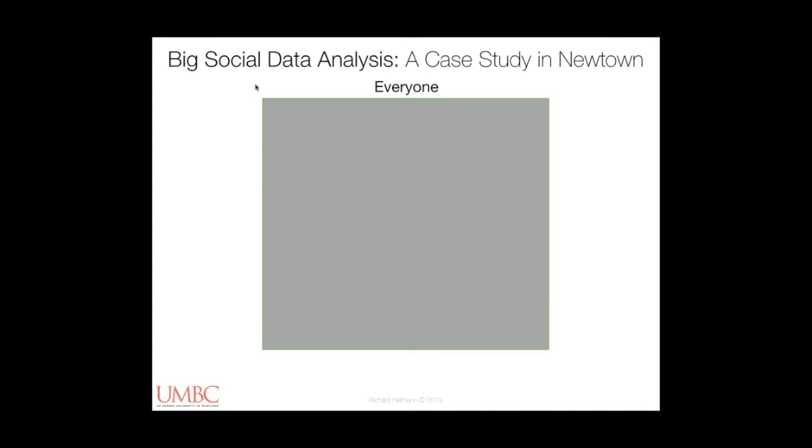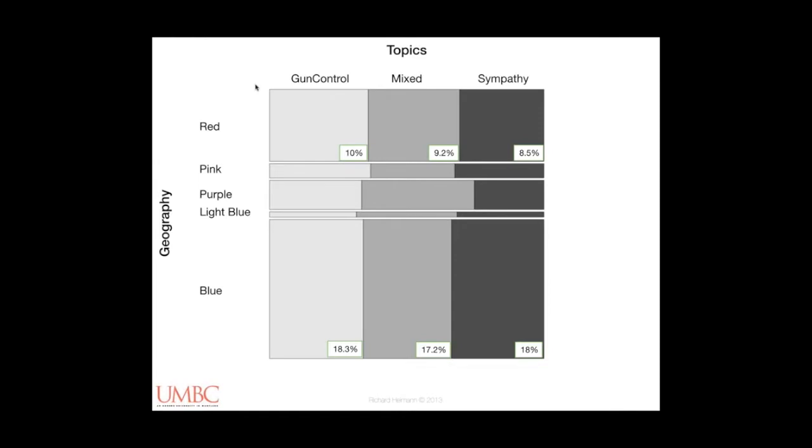Conversely, blue states, Democratic states, were talking more about gun control, at about 18.3%. But sympathy wasn't their least performing topic. Performance maybe is not the appropriate word here, but sympathy and gun control were talked about at an equal frequency. Subtly different for red states, and I didn't put the rest of the numbers up here, but I could certainly provide those to anybody who's interested in seeing the full proportional breakdown between topics and geography.